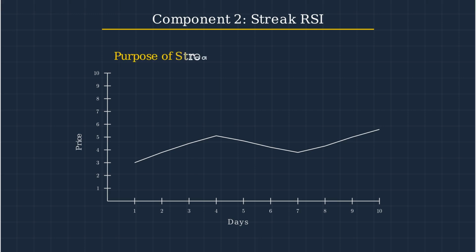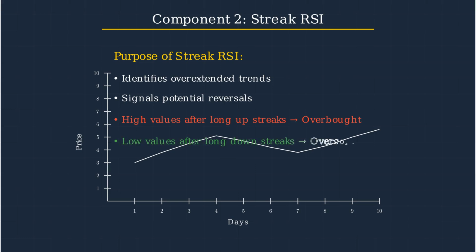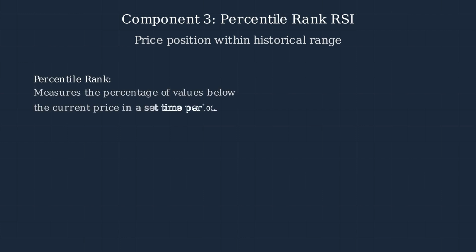The purpose of streak RSI is to identify when a trend might be overextended and due for a reversal. When a security has been rising for several consecutive days, the streak RSI will increase, potentially signaling an overbought condition. Similarly, extended down streaks result in low streak RSI values, potentially signaling oversold conditions. The third component of Connors RSI measures where the current price sits relative to its recent trading range. Percentile rank determines where today's price falls within a recent historical range, typically looking back at the last 100 periods.